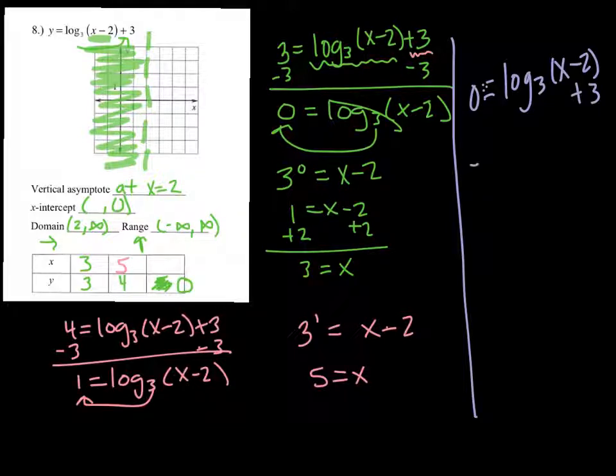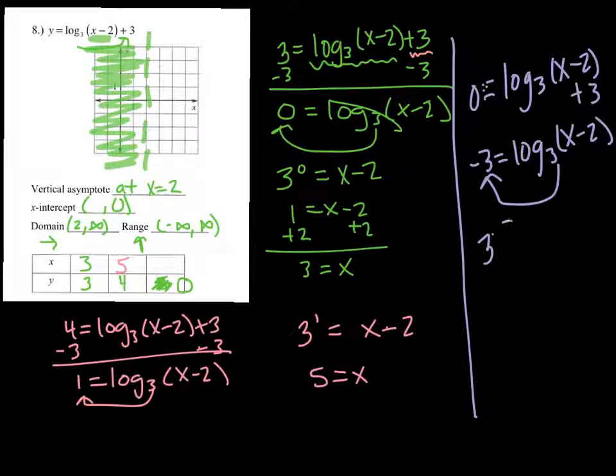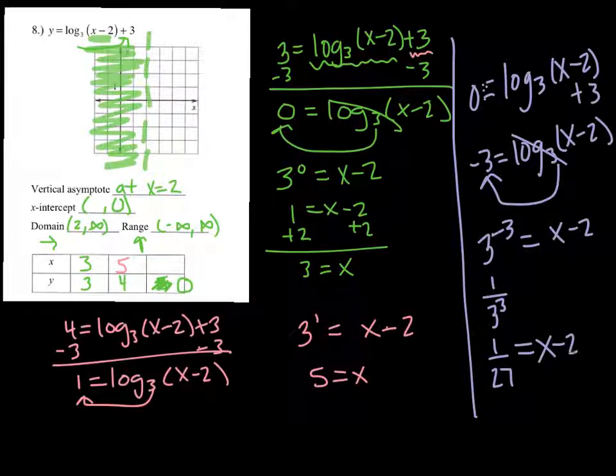So we'll subtract the 3 over and get negative 3 equals log base 3 of x minus 2. Undo the log, so make this 3 to the negative third. Log's gone, x minus 2. So 3 to the negative third, guys, and remember exponent rules. Moves that to the bottom and makes this 1 over 3 to the positive third. So that makes it 1/27. And then we have to add the 2 over. So the x-intercept will actually be 2 and 1/27.